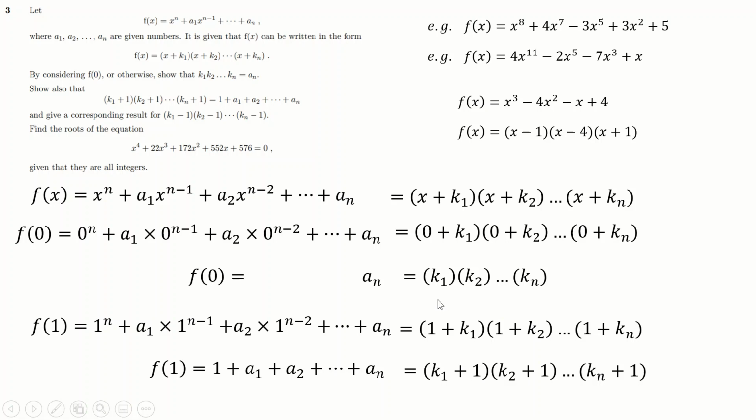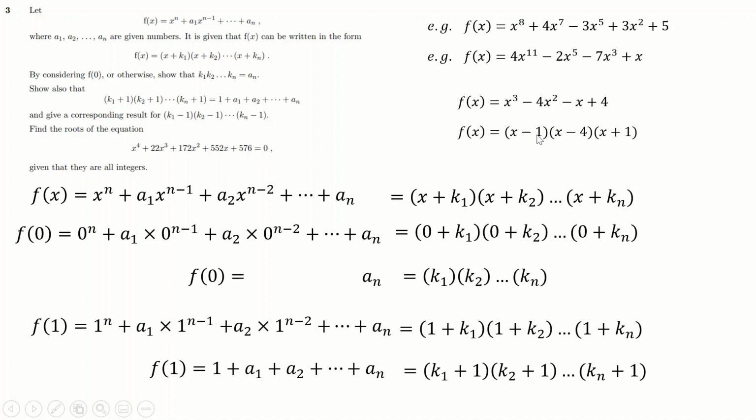And you can check this works on this one here, right? The one we did in assignment 4. The sum of the coefficients in standard form is 1 minus 4, which is minus 3, minus 1 is minus 4, plus 4 is 0. So this thing here is 0 for this one.